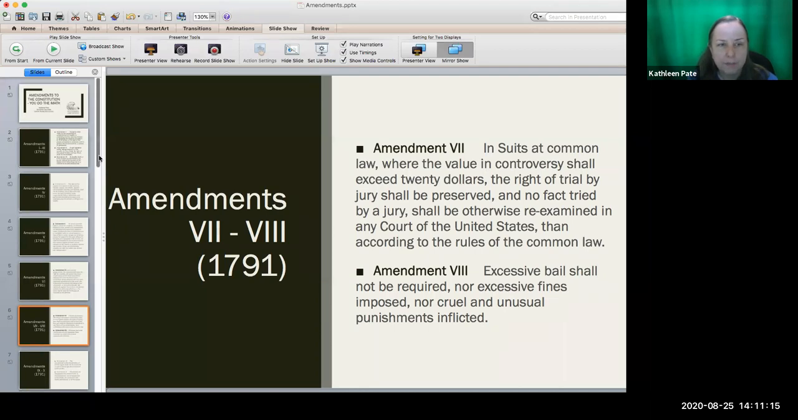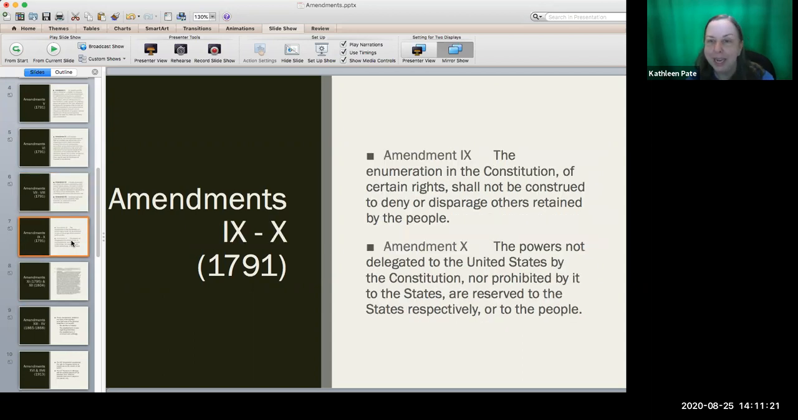So we're getting a sense of things that were important to the founders, right? And that had to be added to the Constitution. And so we refer to those as the Bill of Rights. They were passed as a package in 1791.